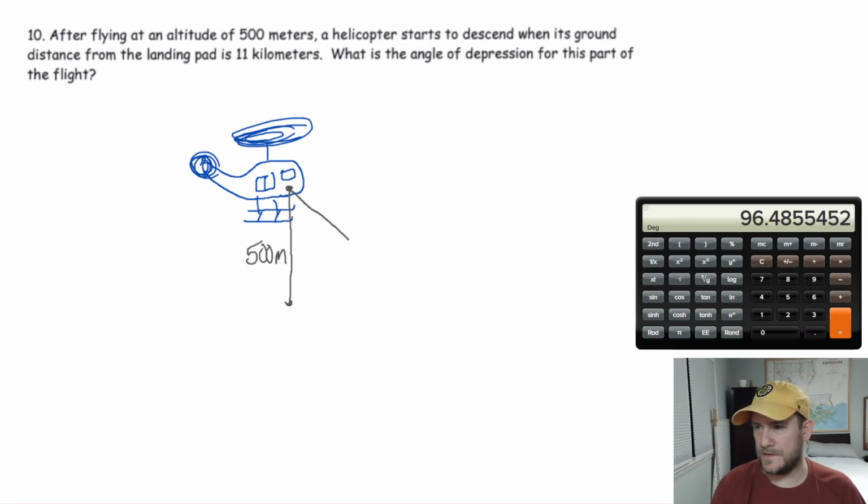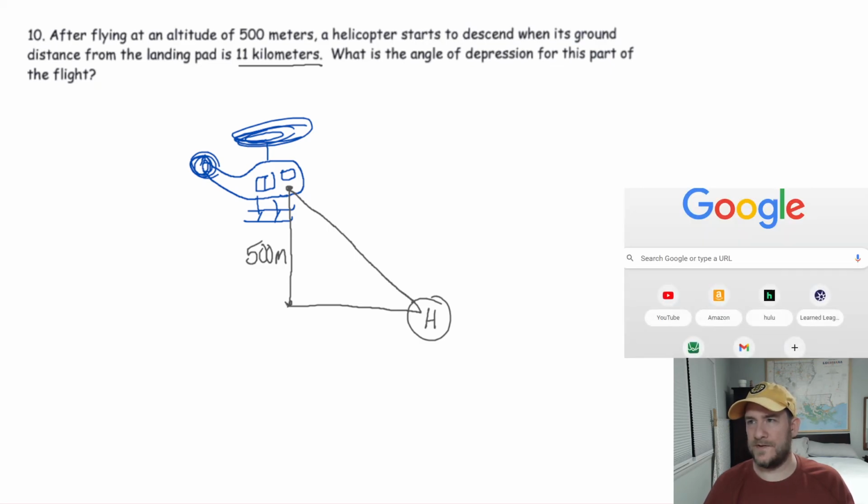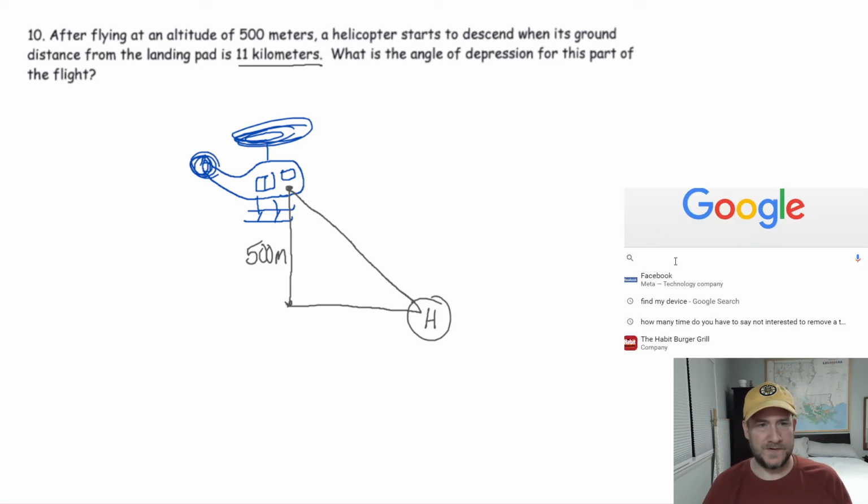Okay, landing pad's over here. There's a little landing pad. So here's the thing, they're messing with you a little bit. It says 11 kilometers and 500 meters. So we got to make these agree. So there's 100 meters in every kilometer? I don't know. I'm pretty sure that's right, but I'm going to double check everything. So 11 kilometers to meters. I think Google will translate that. You just literally ask it to.